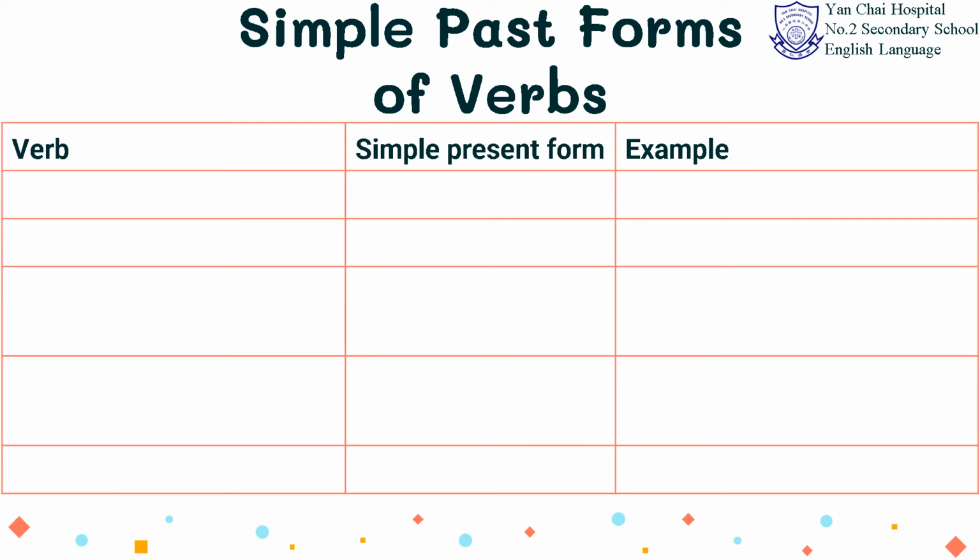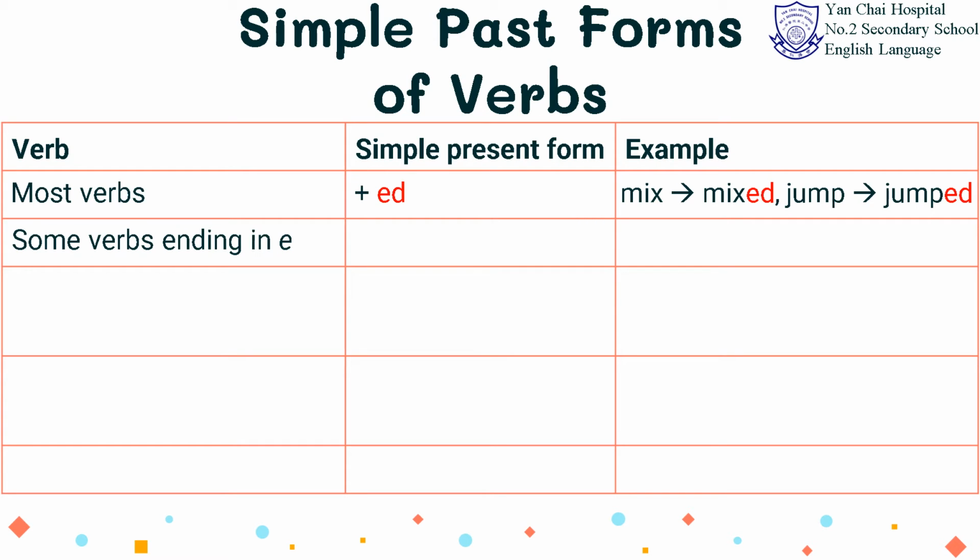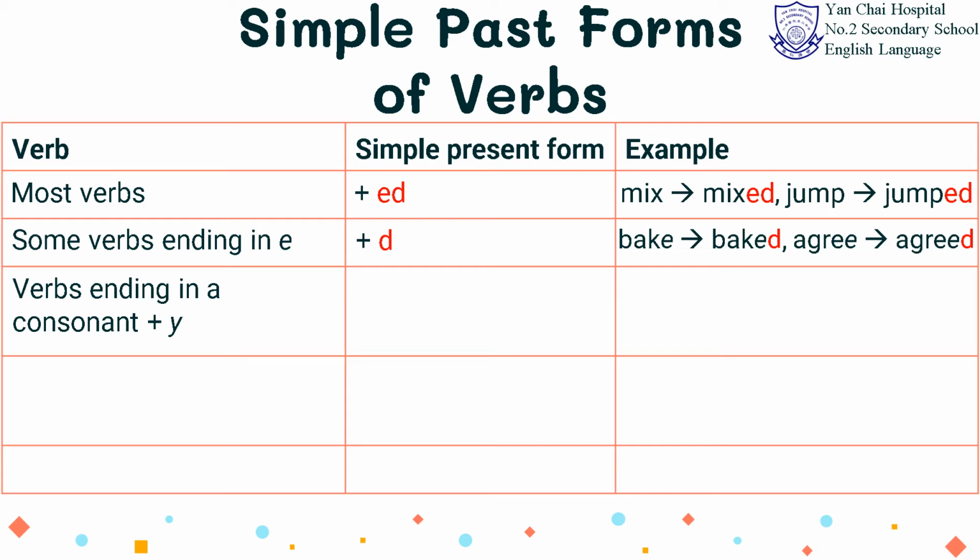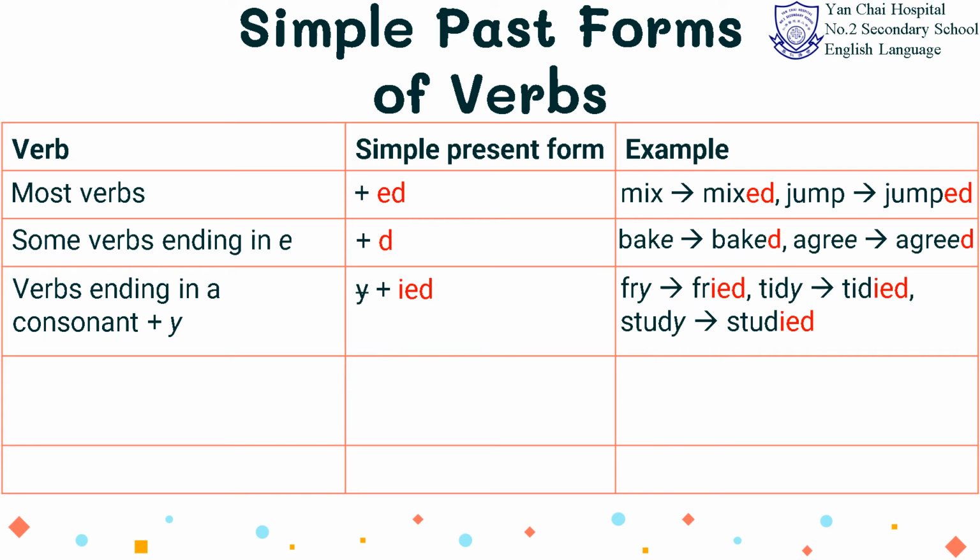Simple past forms of verbs. For most verbs, we add ed at the end of the verb. For example, mixed, jumped. For some verbs ending in e, we add d at the end of the verb. For example, baked, agreed. For verbs ending in a consonant and a y, we need to delete the y and add ied at the end of the verb. For example, fried, tidied, studied.